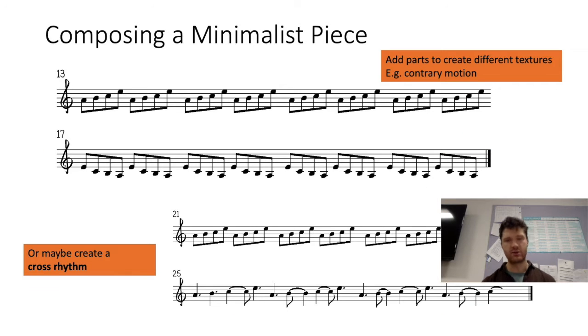Another technique that we can use is to offset different cells against each other. This is called contrary motion, where we've got 2 different lines going in different directions. The top line is our cell, the same cell, A, B, C, E, A, B, C, E, and in the line underneath, I've got the reverse. So E, C, B, A, E, C, B, A, E, C, B, A, which would sound a bit like this.